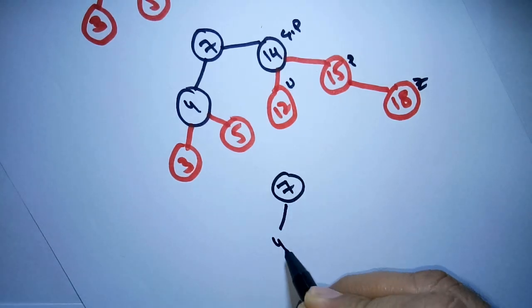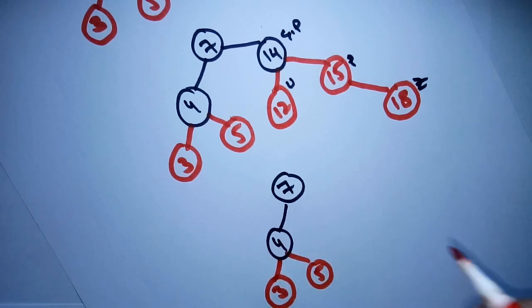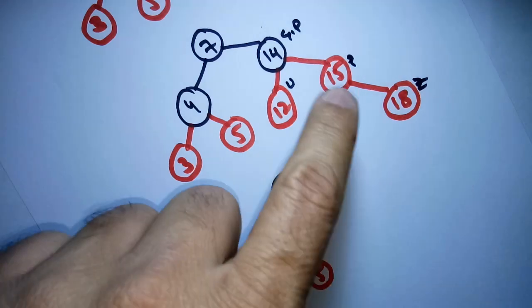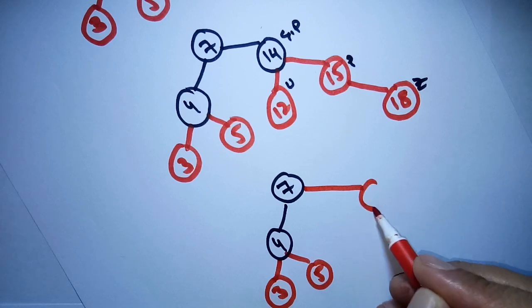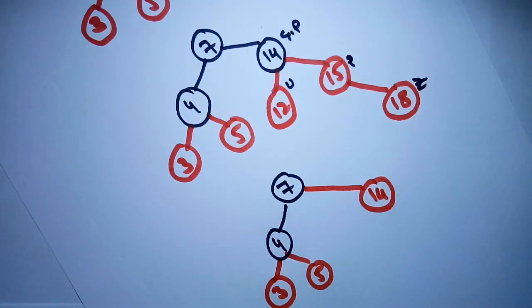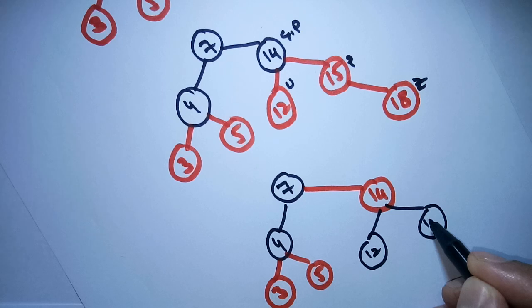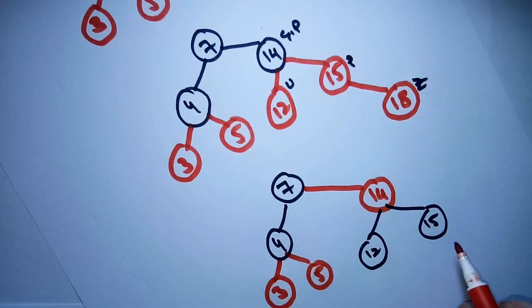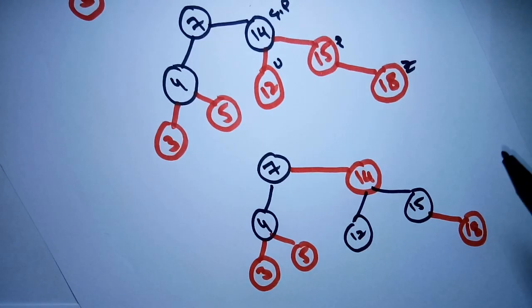7 is there, 4 is there, that is fine. 4's children are fine, this is fine. And the color of grandparent, this one, will be changed, right? So this will become red. The color of uncle and parent, both will be changed, so they will become black. And z will remain the same, so z is here, that is 18. So now you can see this follows the properties of the red black tree.